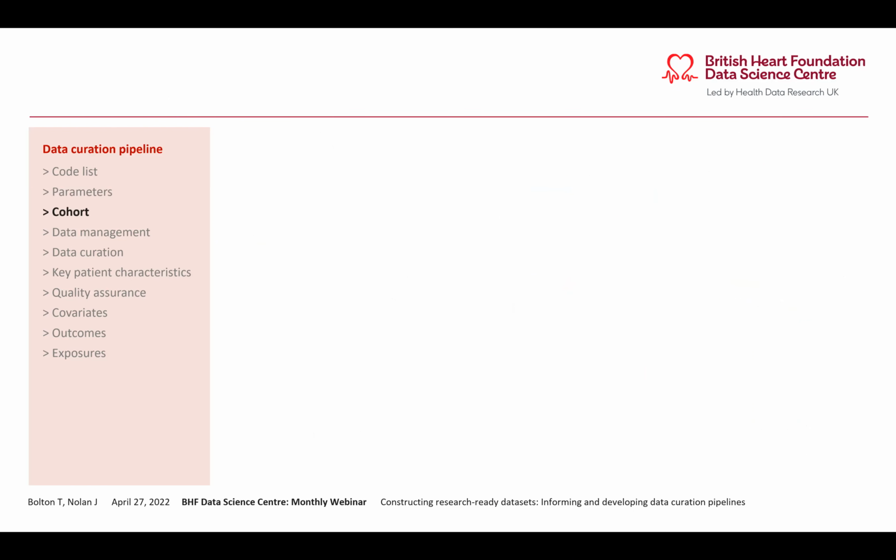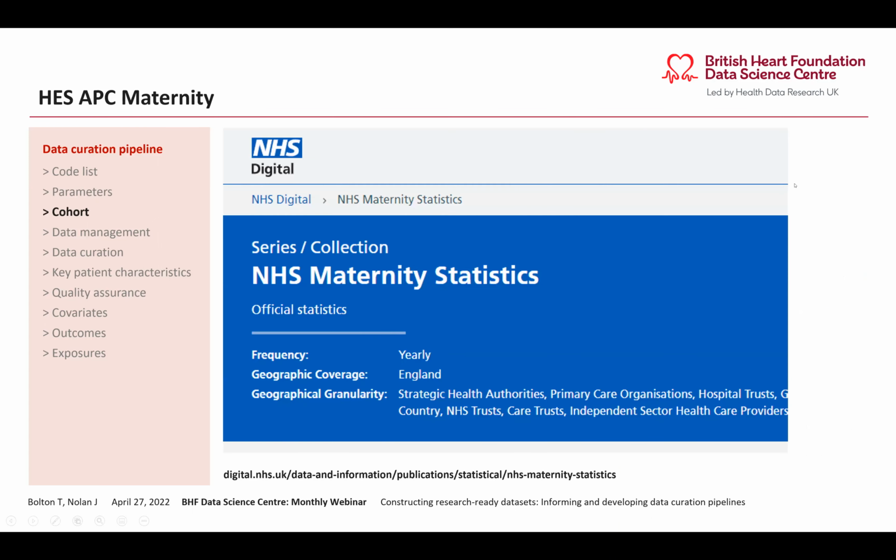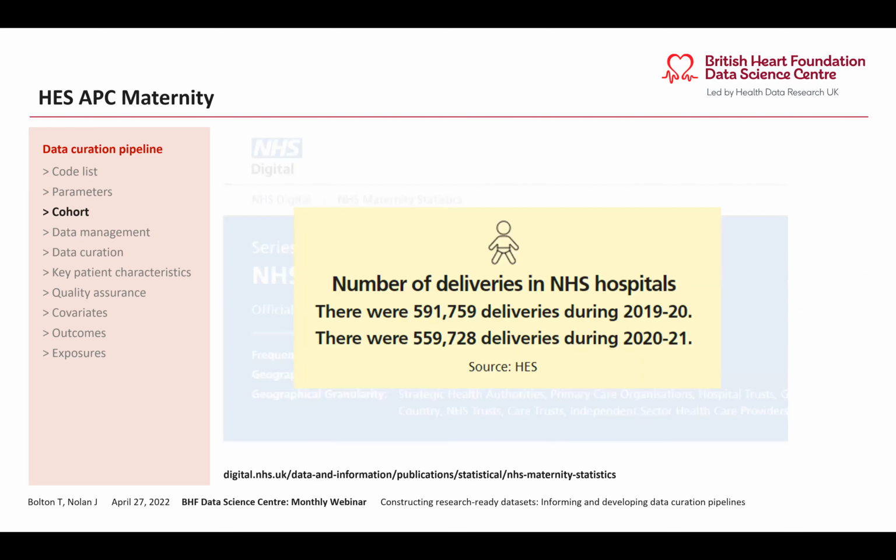For CCU 18, we're interested in identifying cohorts of pregnant women from 2019 to present. So we're utilising the HES APC Maternity Services maternity data set. The number of deliveries have been published online, and these are exactly the numbers that we have available in the TRE. With the lagging data, the most recent financial year, 21-22, is still accruing.